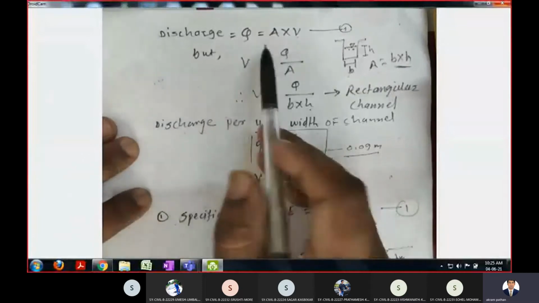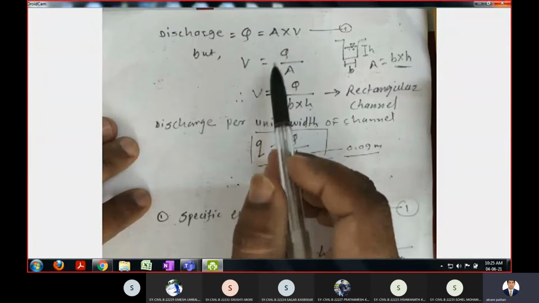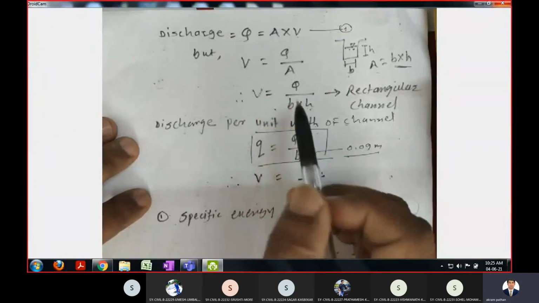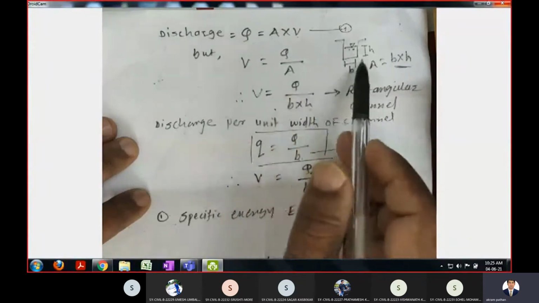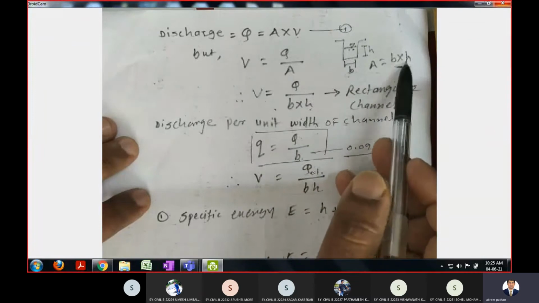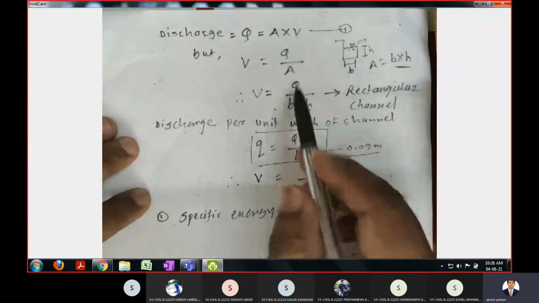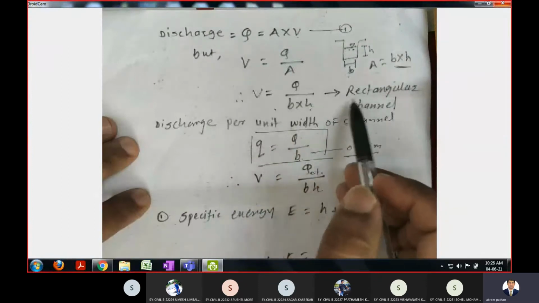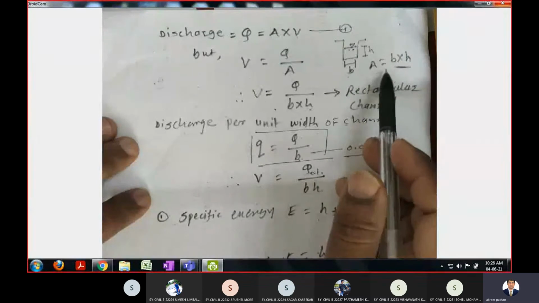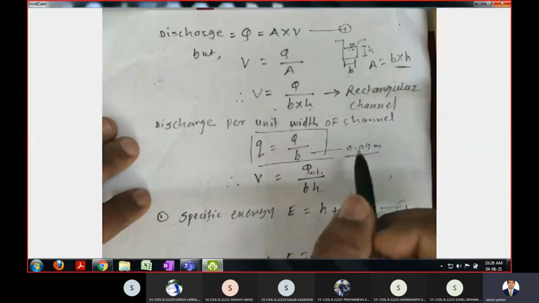Actual discharge, Q is equal to area into velocity. This is the general formula. So we can calculate the velocity as discharge divided by area. Okay. If the channel is rectangular, how will you calculate the area? B into H, that is width into depth. So this is the area, and velocity is discharge divided by B into H. This is for a rectangular channel. The area changes according to the shape. For rectangular, trapezoidal or semicircular, the area is different.